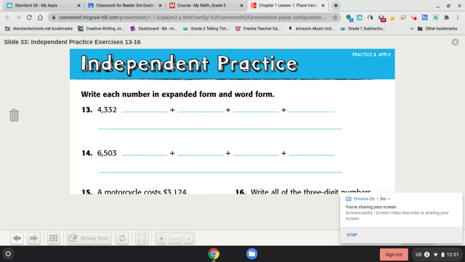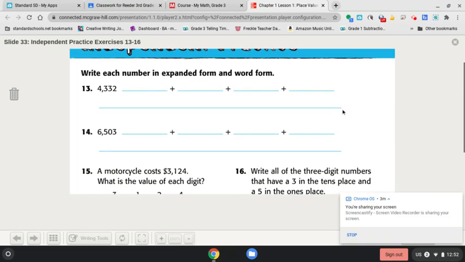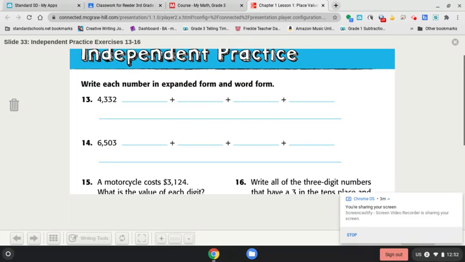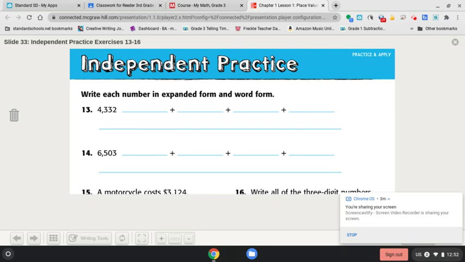Sorry, I pushed the button ahead of time. So now you're going to write each number in expanded form and word form. So again, using your whiteboard, remember after each problem, if you're struggling, go ahead and pause. So we have 4,332. So how many thousands do you have? Write it here. Write your 1,000. How many hundreds? How many tens? How many ones? And then write this number in word form right here using words.